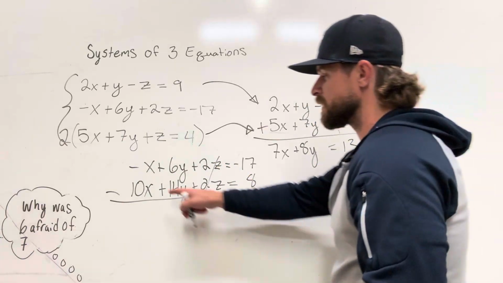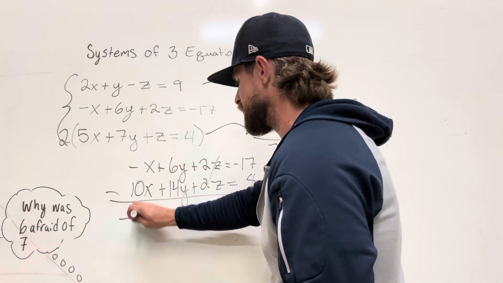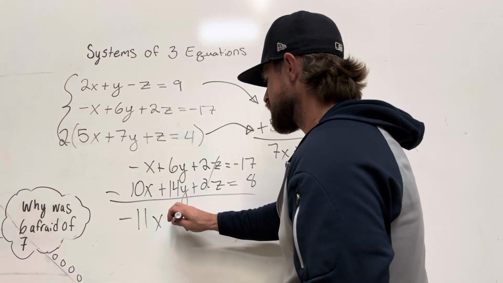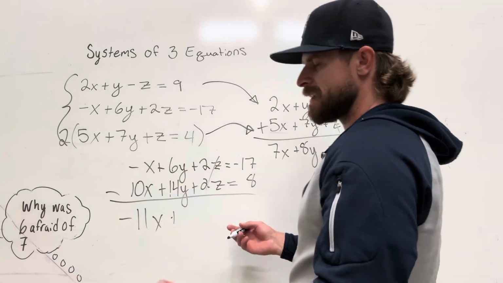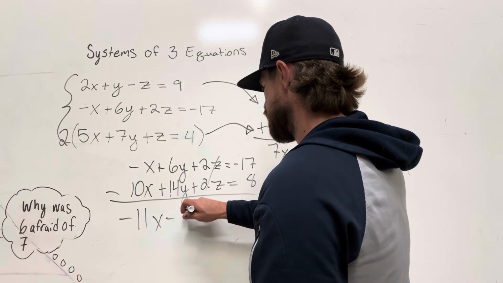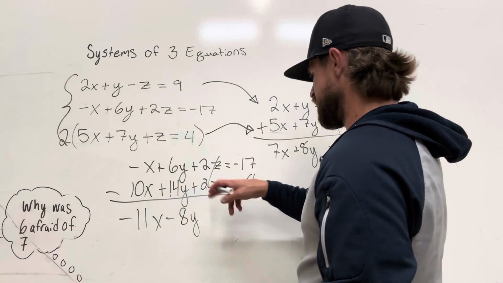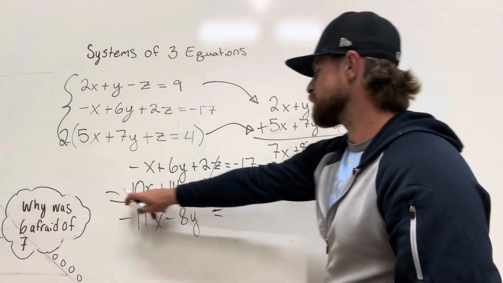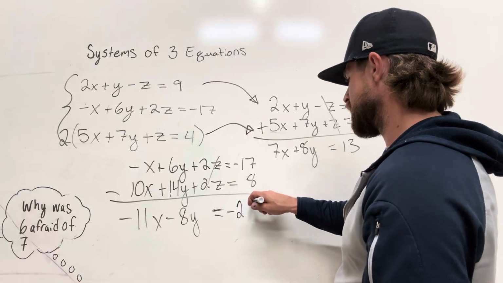So now we've got negative 1x minus 10x, that's negative 11x. We've got a 6y plus a 14y, well that's, or excuse me, not plus, oops, 6 minus 14. Okay, we're going to take that away. That's going to give us negative 8y. And then we got no z term equals negative 17 minus 8. That's going to take us all the way back to negative 25.